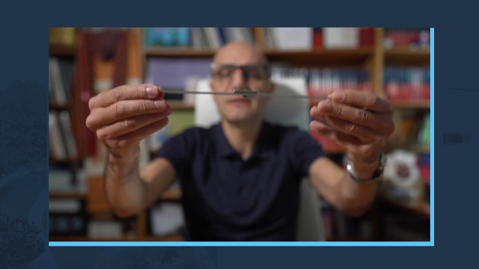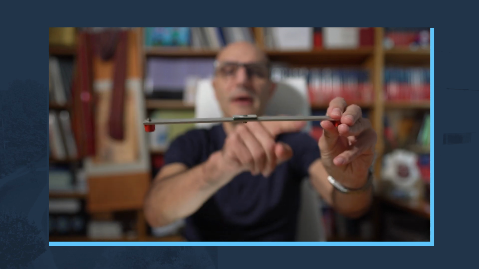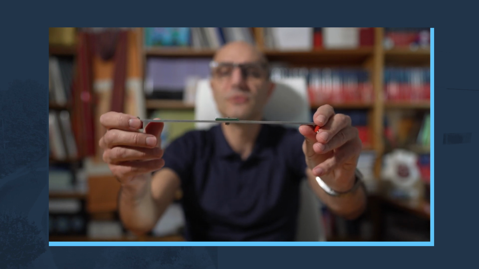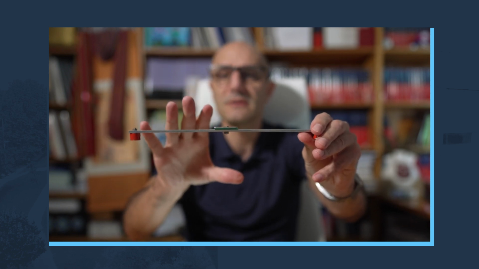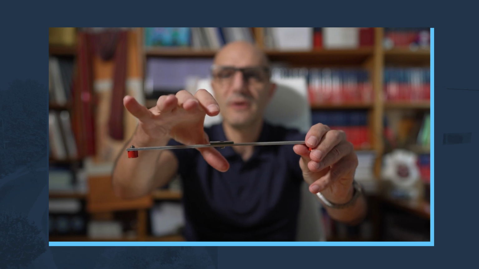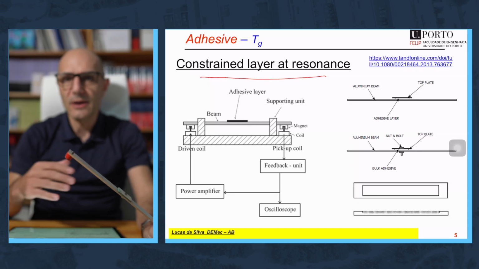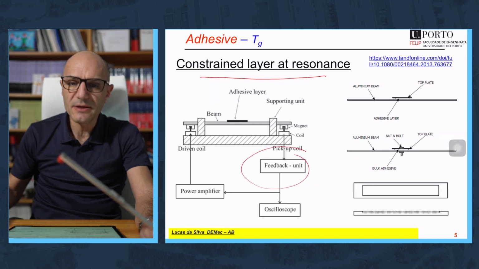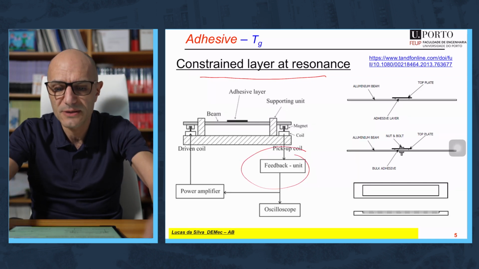There are some magnets at the end because this will go into some coils that will make this vibrate. It will have this shape and this shape. There is here a string corresponding to the node, and this is put at resonance, okay? Then we put this into an oven, a very small oven, and we increase the temperature. And there is a feedback unit, as represented here, that maintains this at resonance.